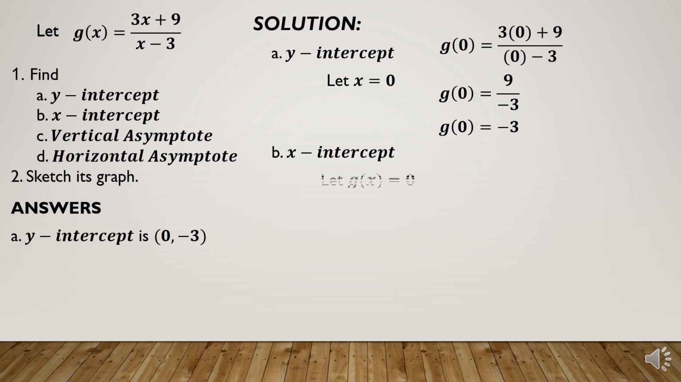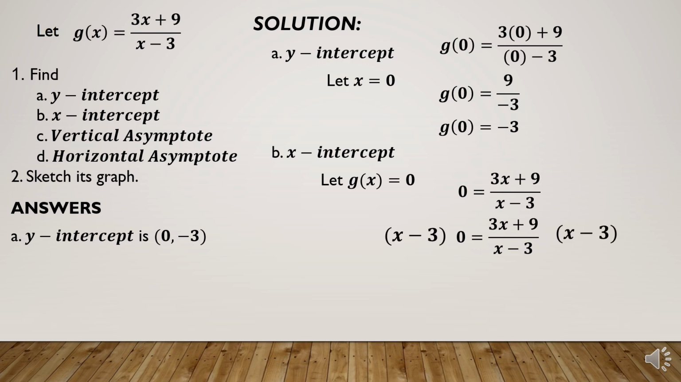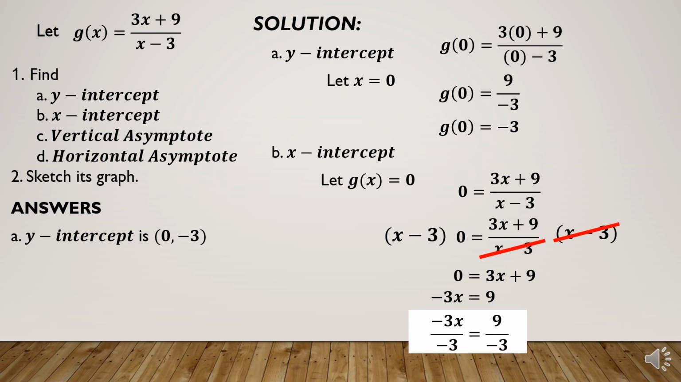The x-intercept: we let g(x) = 0. Then substitute the value of g(x) to the given function. So we have 0 = (3x + 9)/(x - 3). Then multiply both sides by x - 3. So we have 0 = 3x + 9. Then transpose 3x to the other side of our equation. So we have -3x = 9. Then divide both sides by the coefficient of x, which is -3. So we have x = -3. Therefore, the x-intercept is (-3, 0).